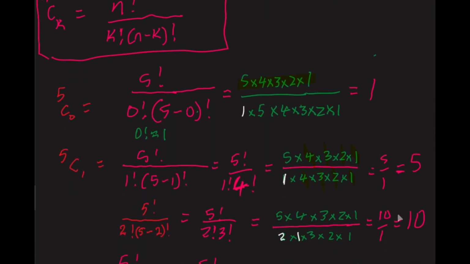Next level, let's look at 5 choose 2. It's going to be 5 factorial over 2 factorial, since 2 was the k, so whatever is there goes first here, 2 factorial times (5 minus 2) factorial. So that's going to be 5 factorial over 2 factorial times 3 factorial. So then that's 5 times 4 times 3 times 2 times 1 over 2 times 1, which was your 2 factorial, times 3 times 2 times 1, which was your 3 factorial. Now, if you simplify that, you get 10 over 1, and that would be equal to 10.